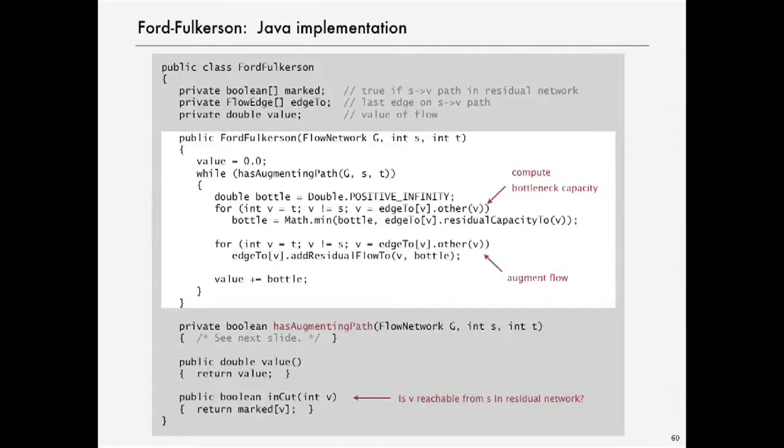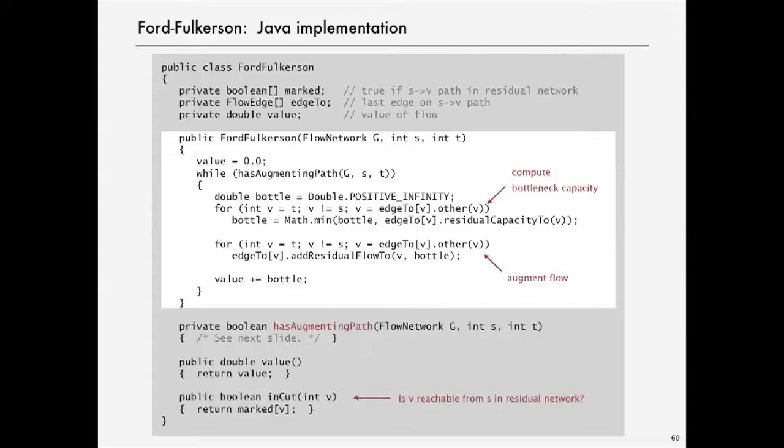And so we'll use that edge-to to go back through the path and figure out the bottleneck capacity, which is the minimum of the bottleneck capacity and the residual capacity in the edge that we're processing. So that's the maximum amount of flow that we can push through the network: go through the path and find the minimum of either the unused capacity in some forward edge or the available flow in some backward edge. Then once we have the bottleneck capacity, we just go back through the path again and add residual flow to every edge in that path. So that's augment the flow. And then once we've augmented the flow, we update the value.